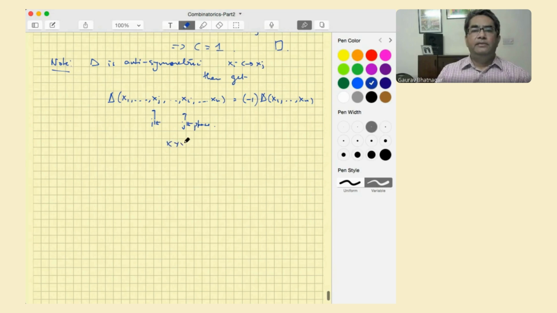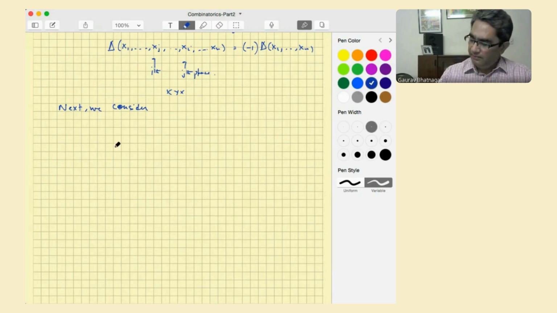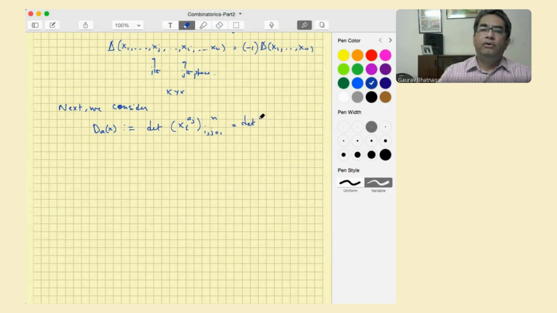Okay, so then we consider this thing, something very similar looking. dAx, which is defined as the determinant of xi to the aj, ij going from 1 to n. So the determinant of x1 raised to the power a1, x1 raised to the power a2, and so on.